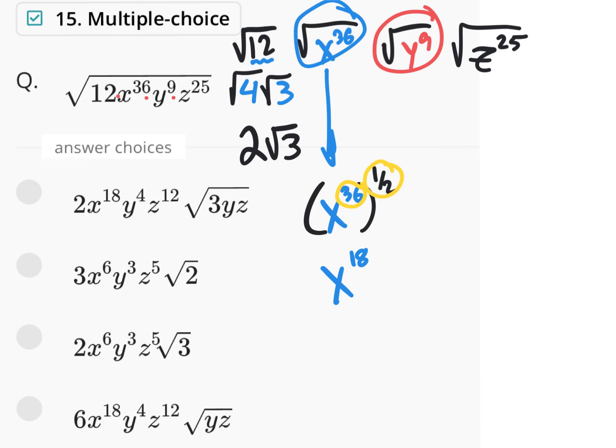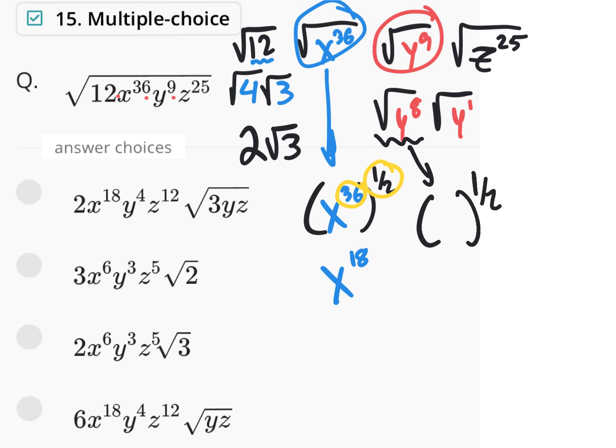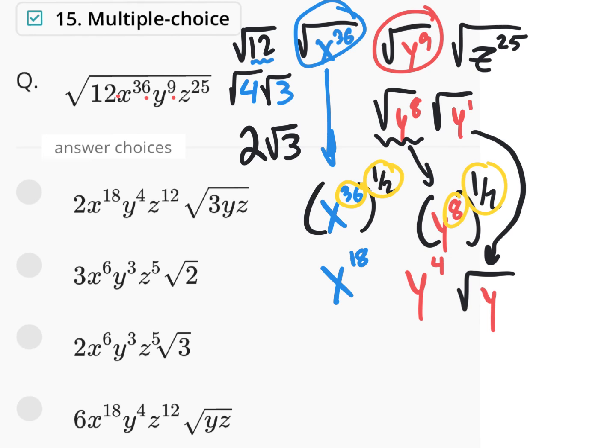So I need to first begin by rewriting this as the square root of y to the 8th times 1 more y, right? Obviously, y to the 8th times 1 more y will get us back to that original y to the 9th. And now with this guy, the square root of y to the 8th, we could rewrite that as a power of 1/2, put the y to the 8th right in there, and that will give us y to the 4th, because power to a power, multiply, 8 times half is 4. Let's not forget about the square root of y to the 1. I'm just going to put the square root of y, right?